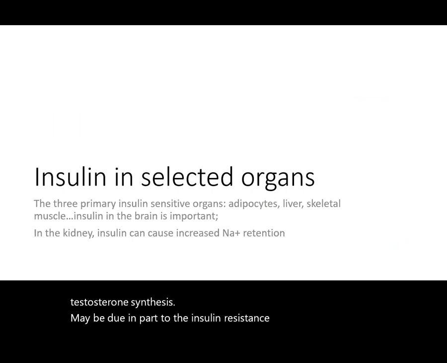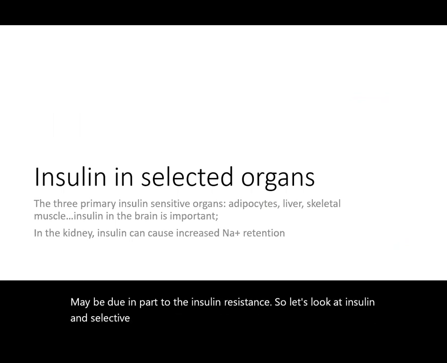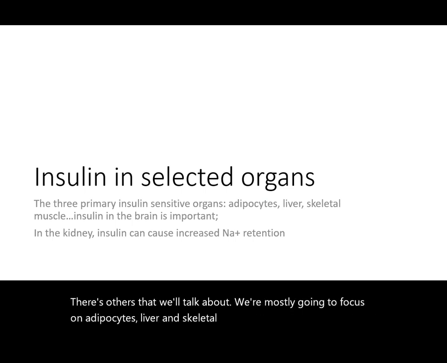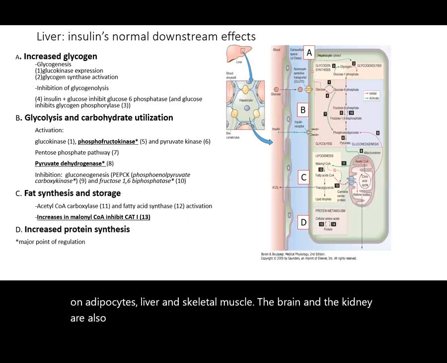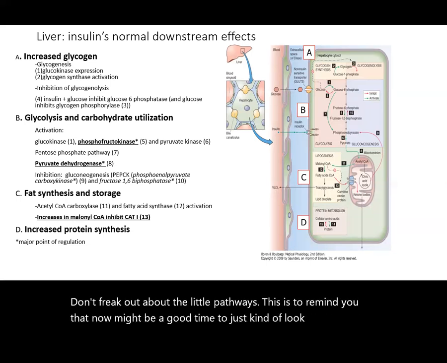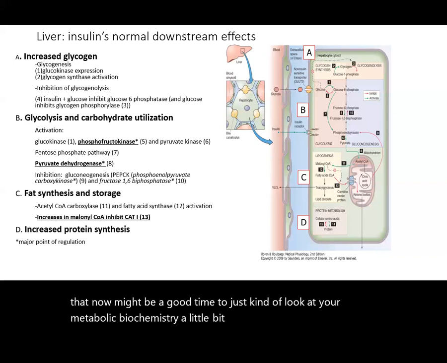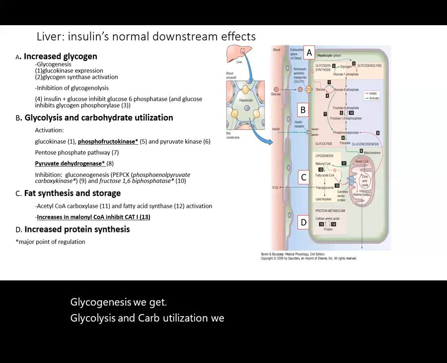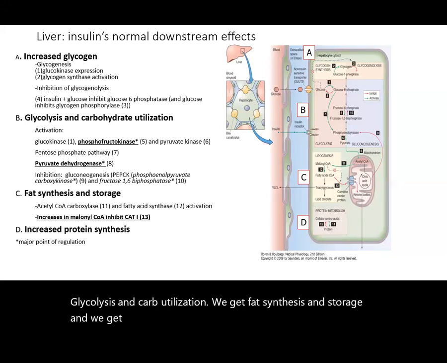So let's look at insulin and selected organs. There are 3 primary insulin sensitive organs, but there are others that we'll talk about. We're mostly going to focus on adipocytes, liver, and skeletal muscle. The brain and the kidney are also important. Don't freak out about the little pathways. This is to remind you that now might be a good time to look at your metabolic biochemistry a little bit. But the bottom line, in the liver, when we add insulin, we get glycogenesis, we get glycolysis and carb utilization, we get fat synthesis and storage, and we get increased protein synthesis.